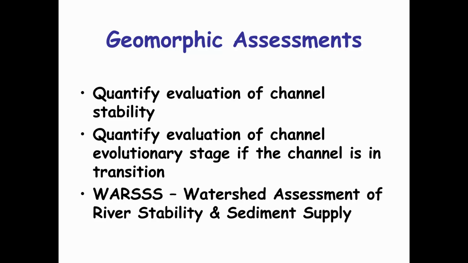And for that, the WARSSS, watershed assessment of river stability and sediment supply, is an example of a technique that was developed by David Rosgen, put into the form of a book that can be used for doing that sort of geomorphic assessment. And finally, geochemical assessments.